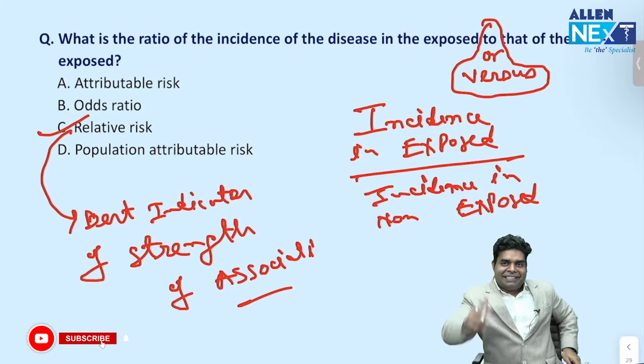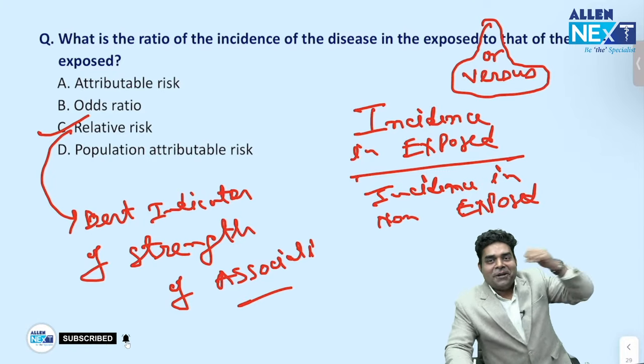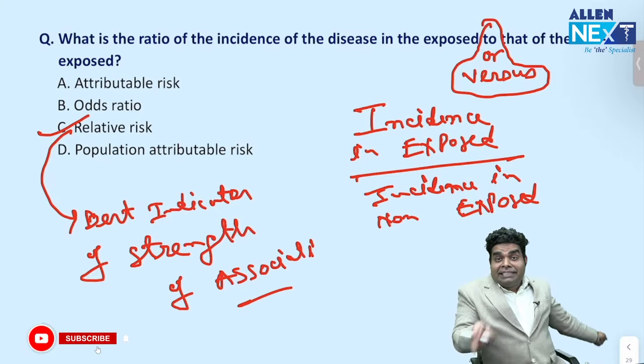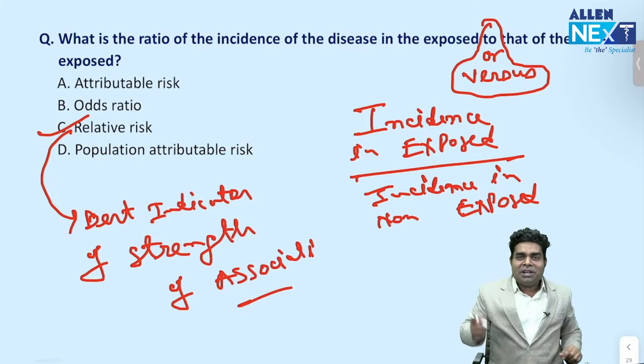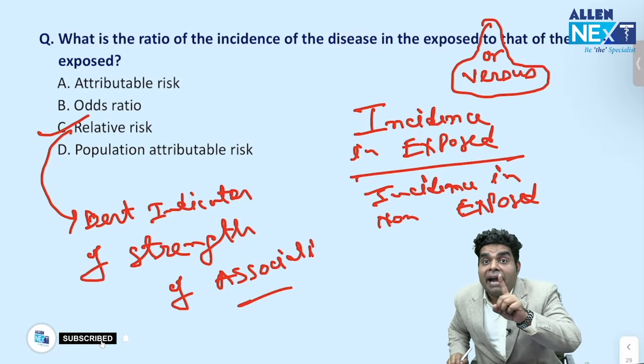And then in the next NEET exam only, they said incidence in exposed minus incidence in non-exposed. So if you use the word minus, it becomes attributable risk.